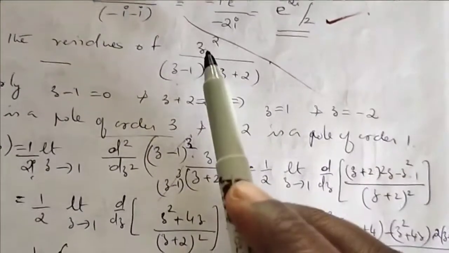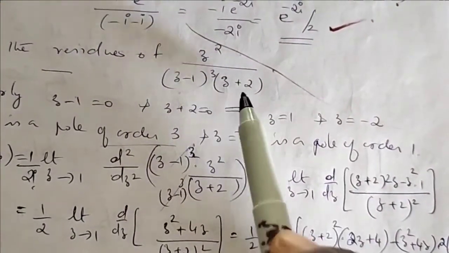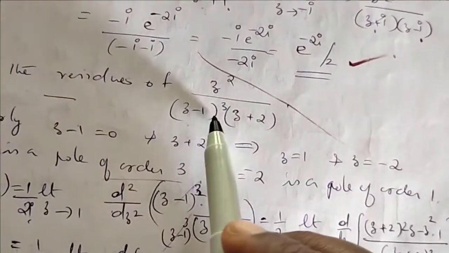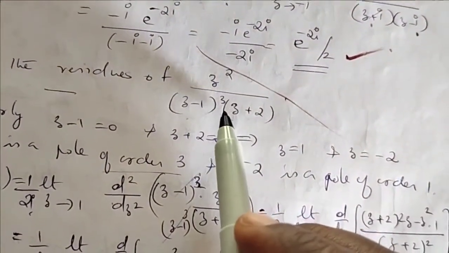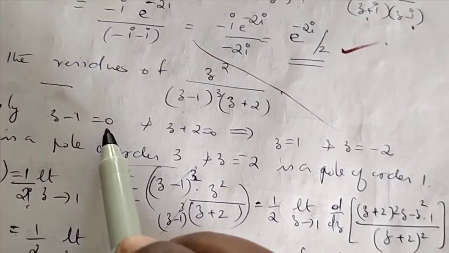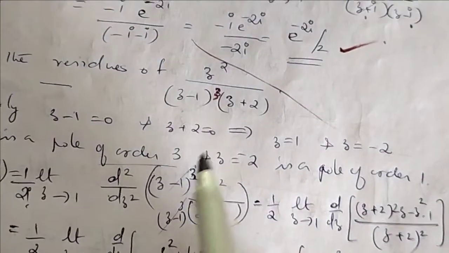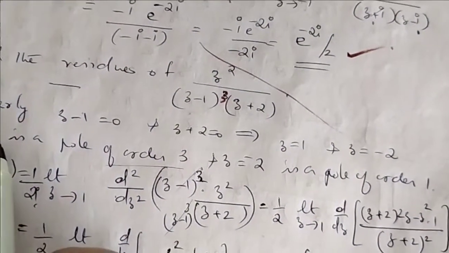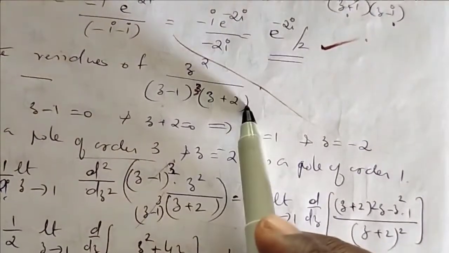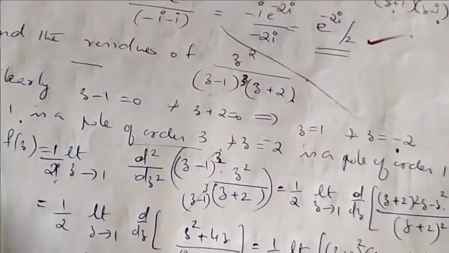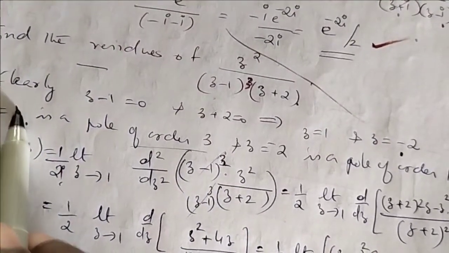Next one, find the residue of z square by z minus 1 the whole cube into z plus 2. From this, put the denominator z minus 1 the whole cube equal to 0. That means z minus 1 is 0, which is repeating 3 times. So it is a pole repeating 3 times at z equal to 1. Then z plus 2 equal to 0 means z equals minus 2, a simple pole.